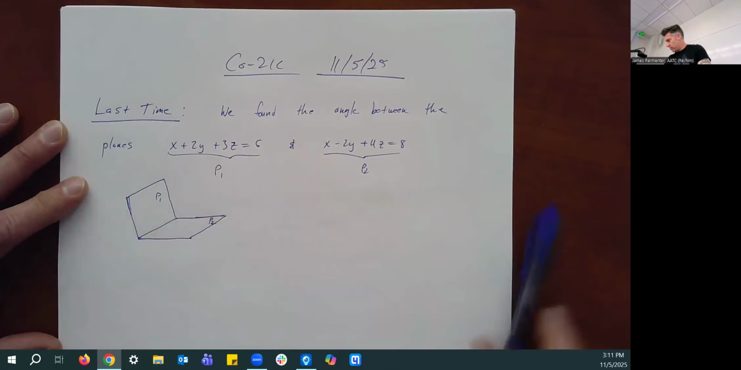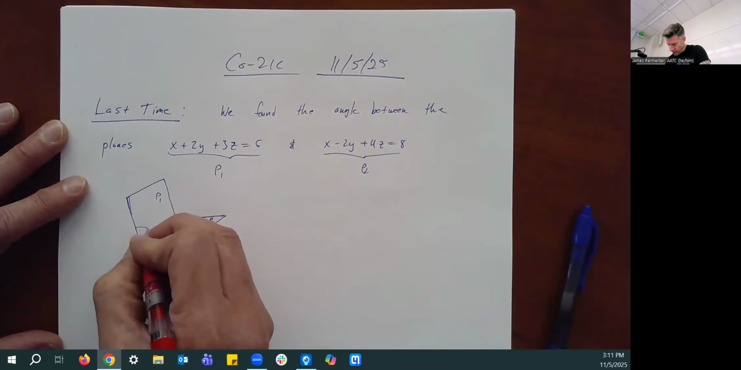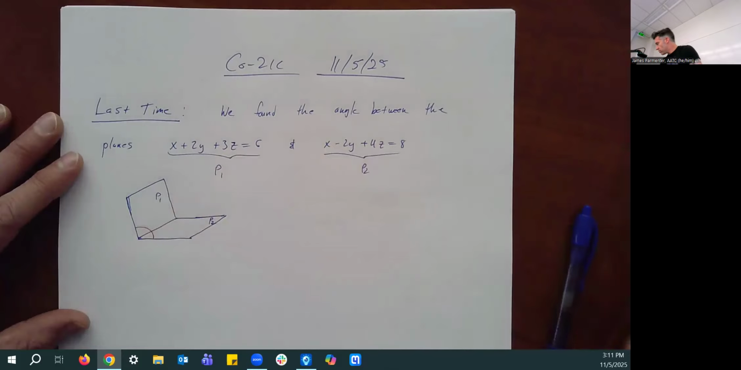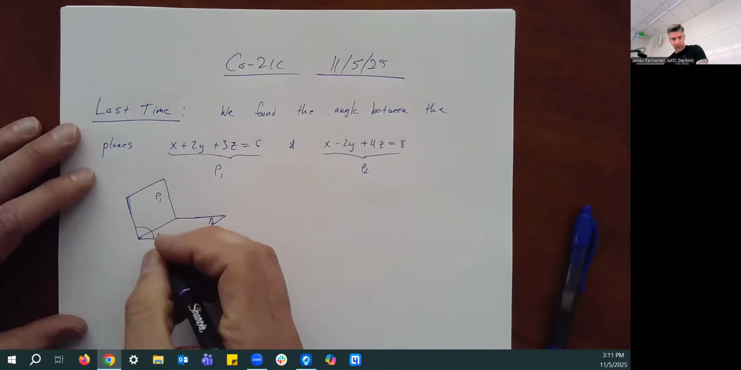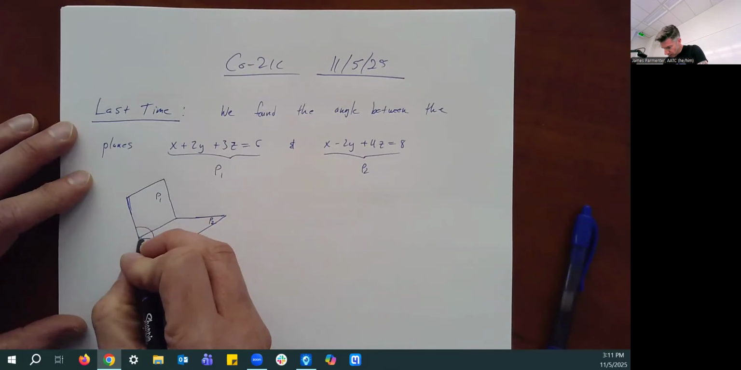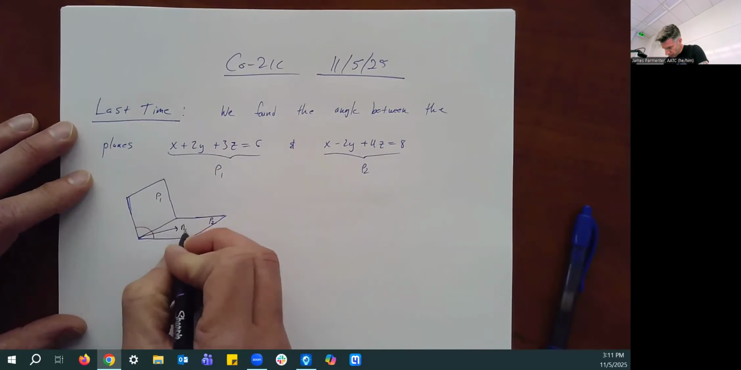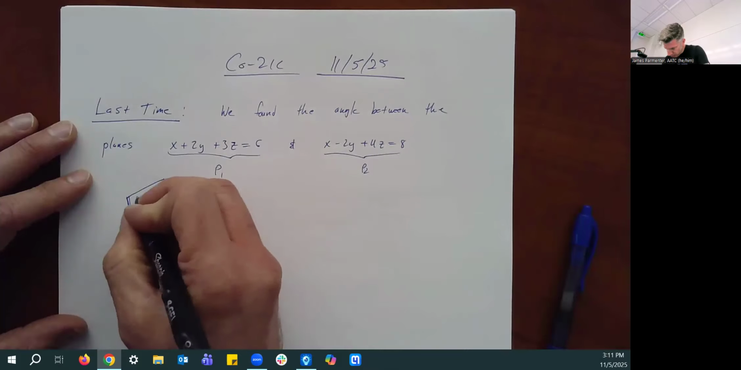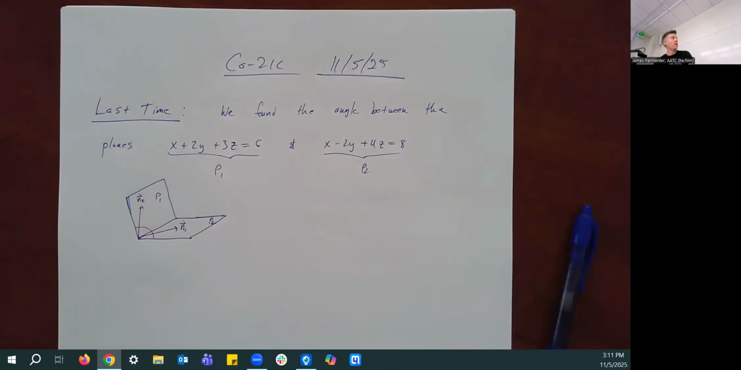And we found the angle between them. I don't recall what it was, not the point. The way we found the angle between them was by actually finding the angle between the normal vectors. So we had this normal vector sticking out this way, there's n1, and this normal vector sticking out this way, there's n2. What I want to do now is find the line of intersection.